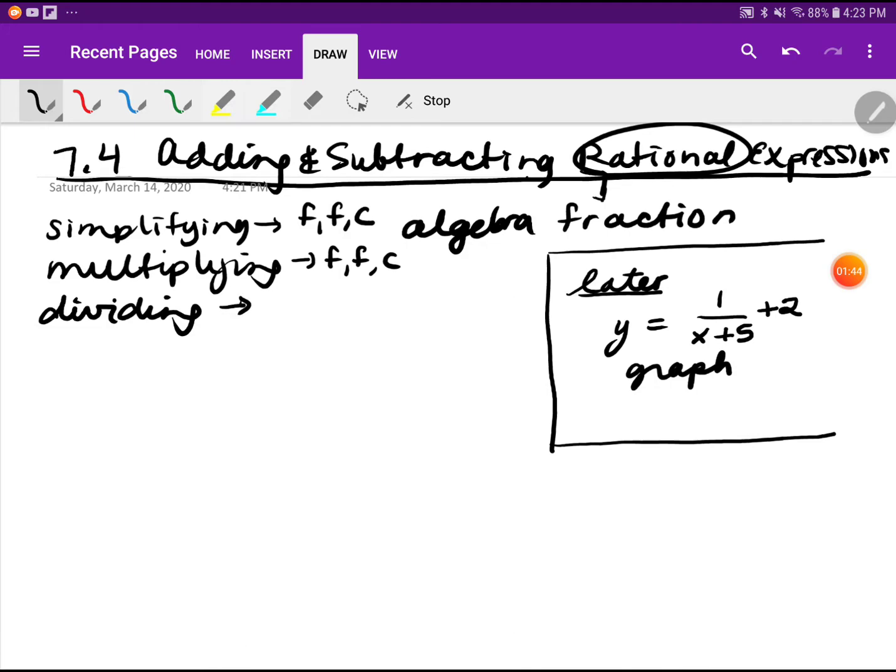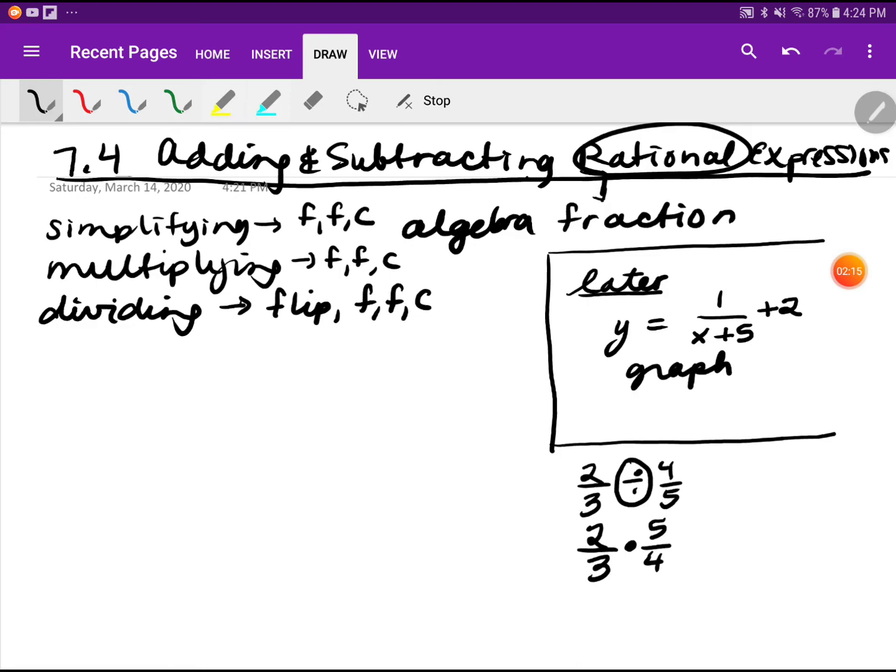Try to think if you can remember what we did when we were doing division. So dividing fractions, like 2/3 divided by 4/5. Try to think, well, how did you divide fractions when you were in middle school? So dividing, if you remember, you multiply by the reciprocal, and the reciprocal is the flipped over version. So for dividing with algebra fractions, I call that flip FFC.